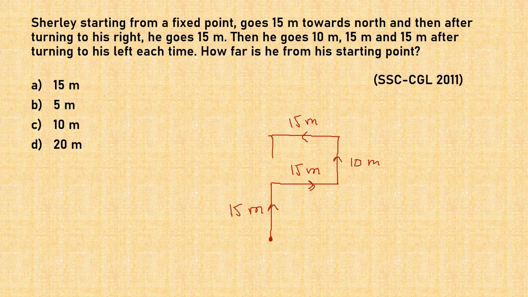So 15 meters means 10 till here. At this point, it becomes 10 and 5 more. That means he reaches somewhere here. So this is again 15 from this end. So this is 15 till here. So how far is he from the starting point? If you mark this as point B and if we take the starting point as point A, you have to find out this distance AB.